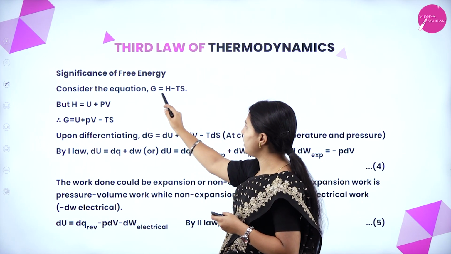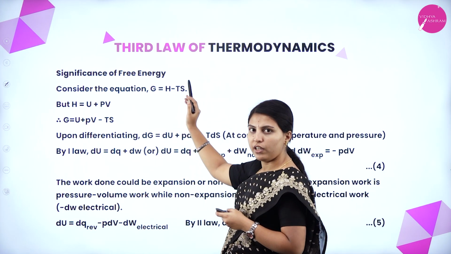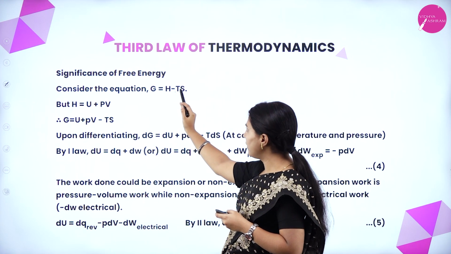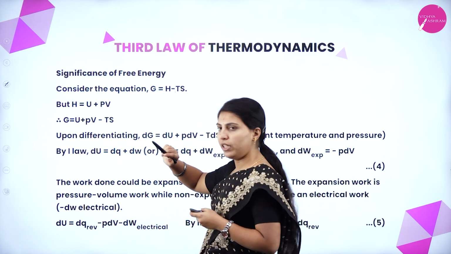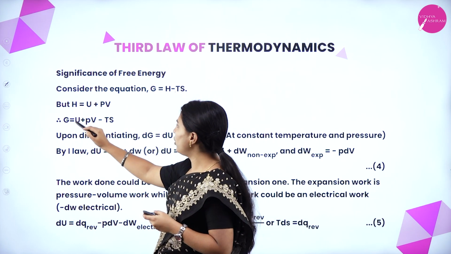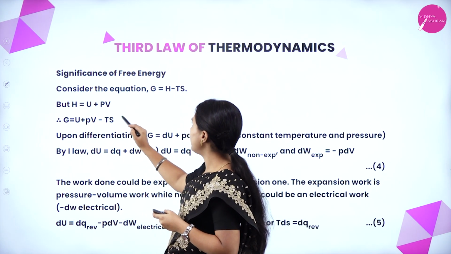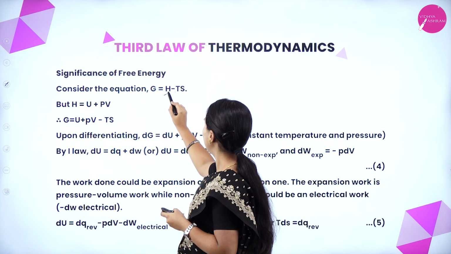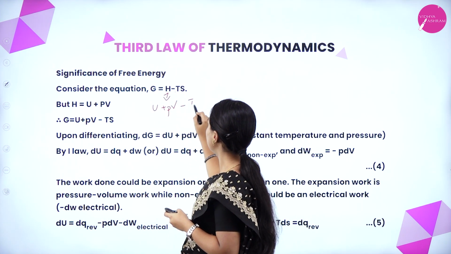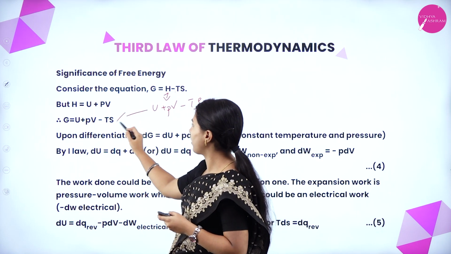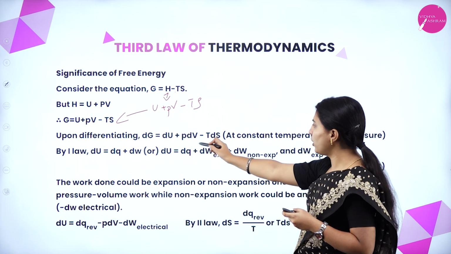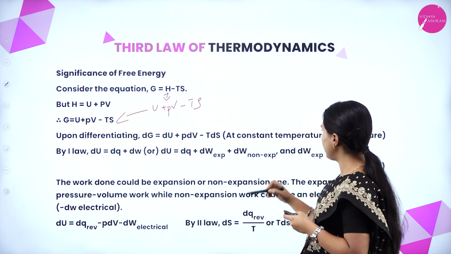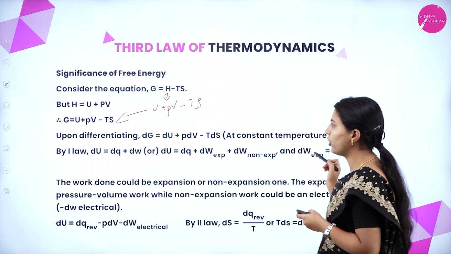Consider the equation G equal to H minus TS: free energy, enthalpy, temperature, entropy. But H equal to U plus PV, so we know that G equal to U plus PV minus TS. Upon differentiating, delta G equal to delta U plus PdV minus TdS at constant temperature and pressure. What will happen?